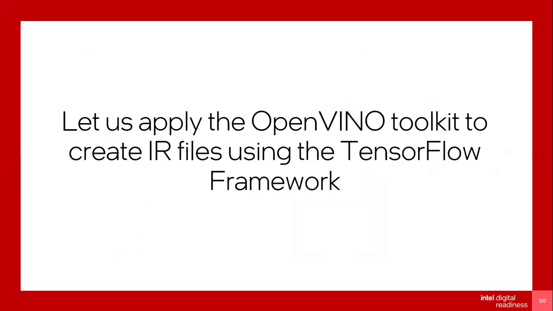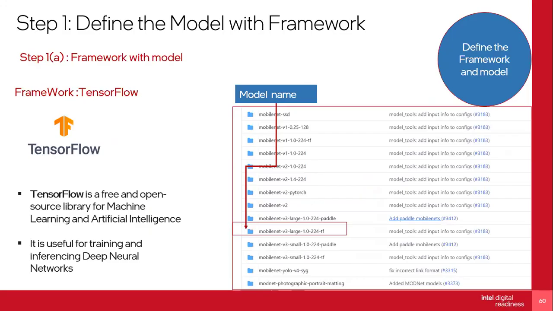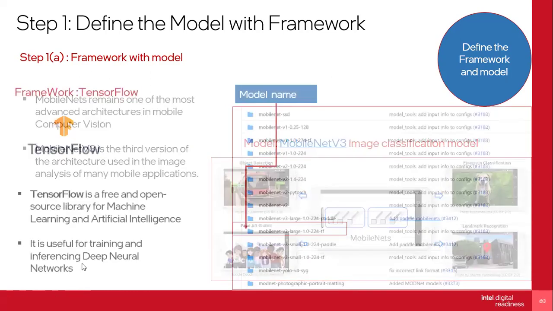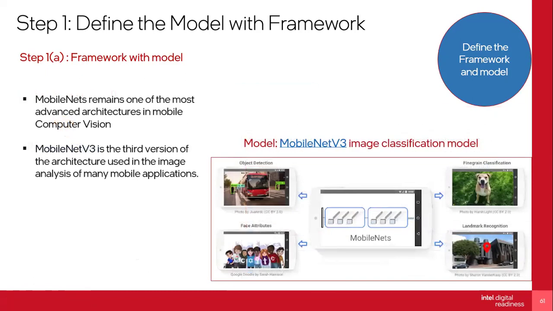So first, how to get it? First step, framework with model. You have to go to the model name, MobileNet V3 Large. TensorFlow is a free open source library for machine learning and artificial intelligence. It's useful for training and inferencing deep neural networks. So first, MobileNet V3 we have to take. That is the framework we have to choose.